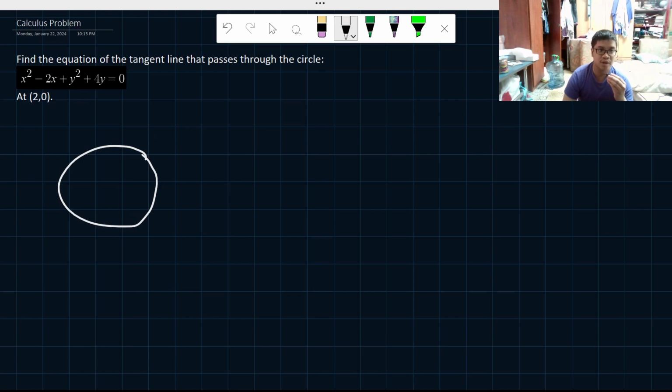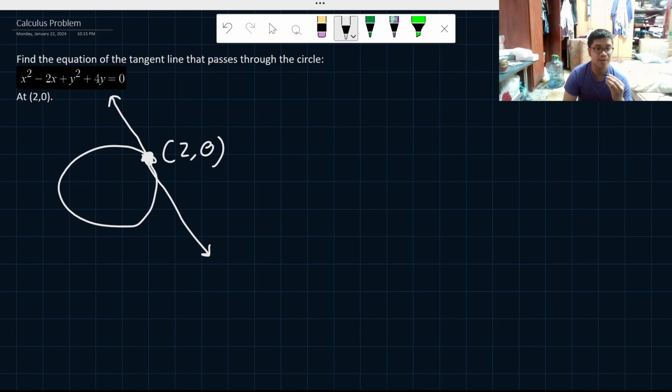Suppose you have a circle, and that circle represents this equation, and then let's just say that we have a tangent line here. And remember that a tangent line is a line that passes through a curve at one point. And that point where it passes through, let's just say this is (2, 0). So now, what are we going to do?